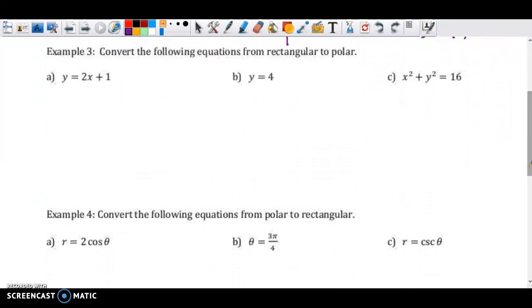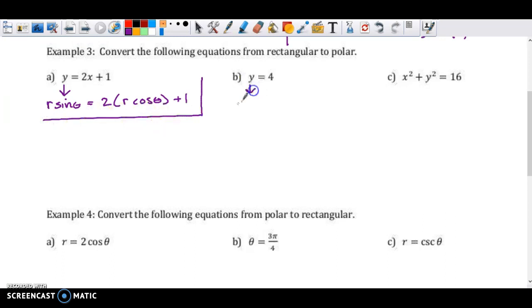Okay, so what we're going to do here is a little bit of algebra, and we're going to convert the following from rectangular to polar. So what you have to do is recognize that y is r sine theta, and that x is r cosine theta. You could really just leave it like that. Pretty simple. Same thing here. y is r sine theta. Done.